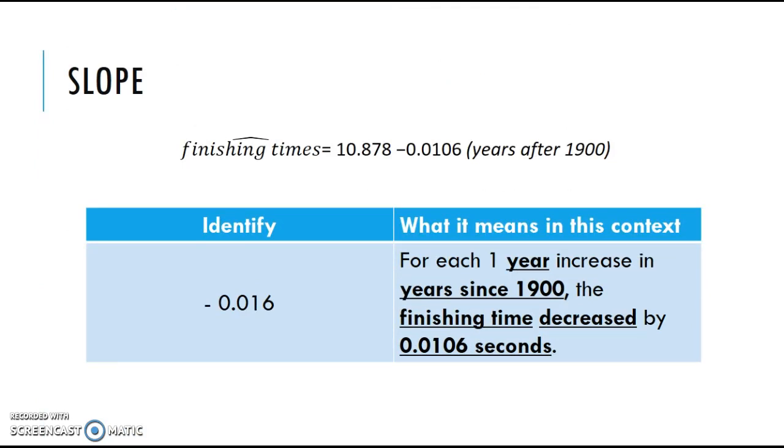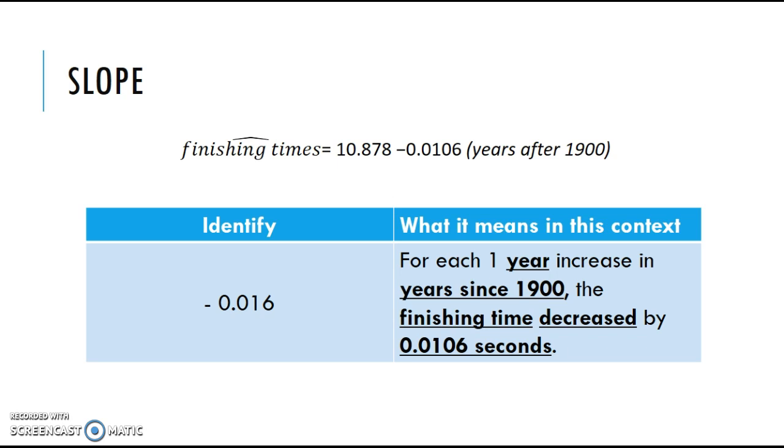So let's continue with that table. First, when we're interpreting, we need to be able to identify the slope. The slope for this equation is negative 0.0106. There should be an extra 0 right here. I apologize. And as a side note, you'll notice that the slope and y-intercept are flipped in their order from what we normally work with, and that's okay.